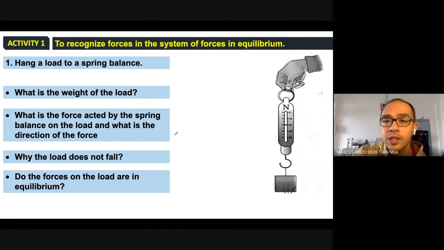So let's say you have this thing. This thing is called a spring balance. Not really readable here, but let's say the weight of the load is 3 newtons.